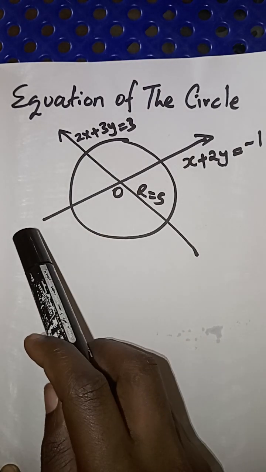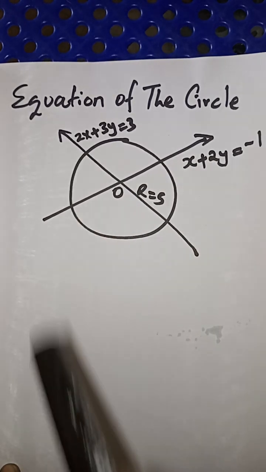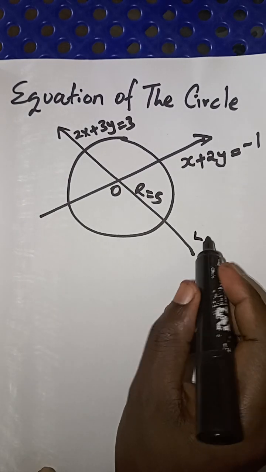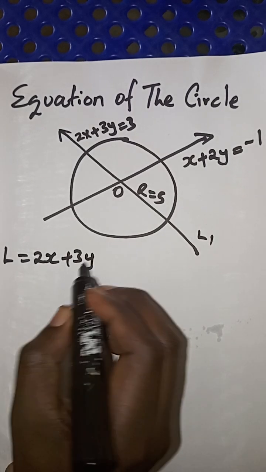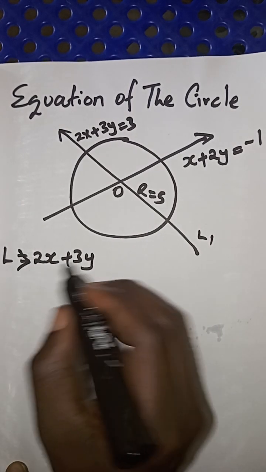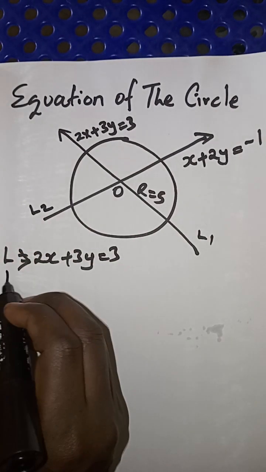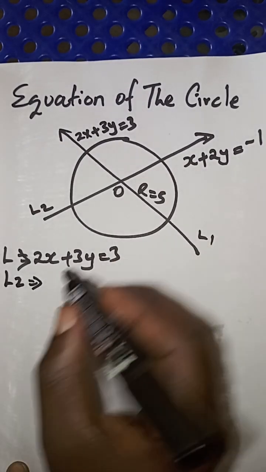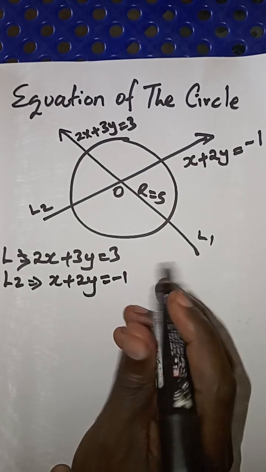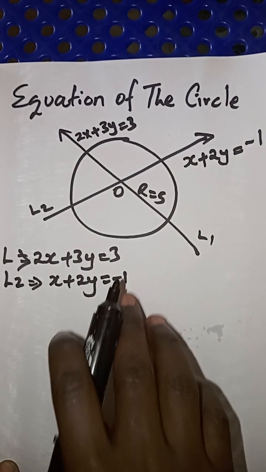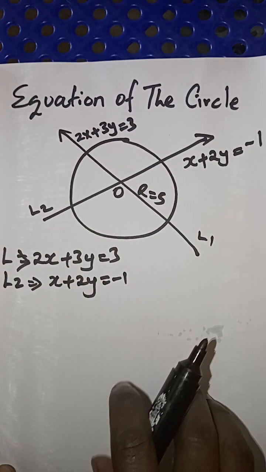Today we are told to find the equation of this circle, given that two straight lines pass through its center. The first line, I'm going to call line 1, is given by 2x plus 3y equals 3. That's the equation of the first line. The second line, line 2, has the equation x plus 2y equals -1. I'm going to take you through step by step up to the final solution, where we're going to compute the equation of this typical circle.